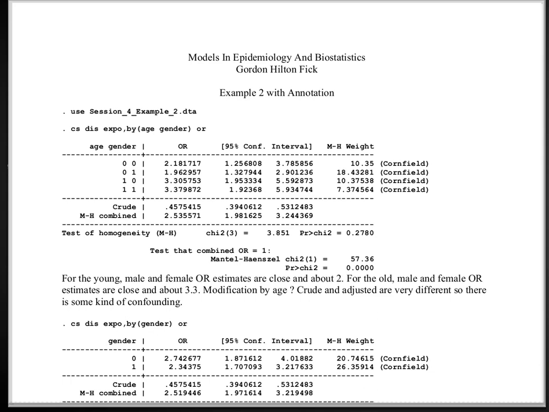Okay, continuing with session 4, I have a second example for you that I would like to spend a few minutes with and get to the key issues here. As we did before in session 2, you could use Stata to display the 4 different 2x2 tables and individually compute the odds ratios and the various pieces from that stratified analysis.